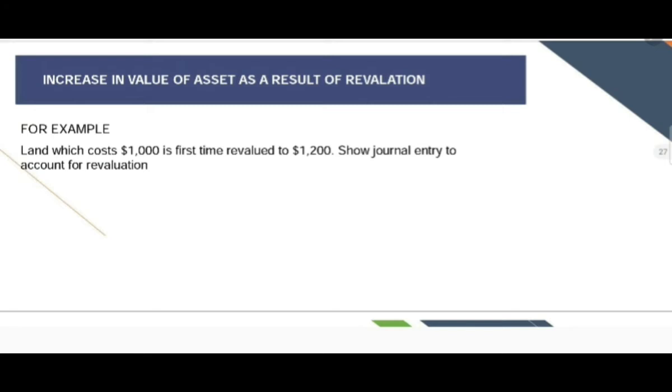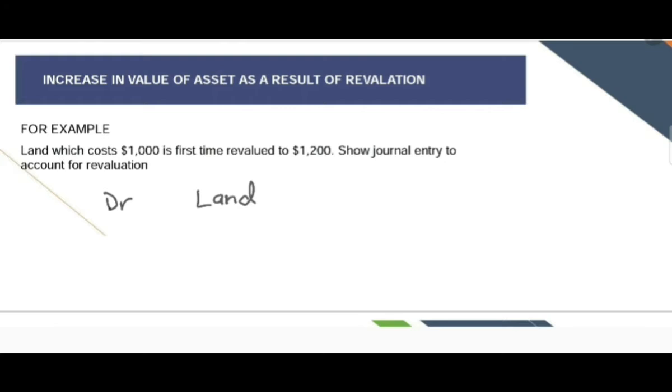Now the situation is an increase in the value of an asset as a result of revaluation. Land which cost 1000 is revalued for the first time to 1200. What should be the journal entry to account for the revaluation? So the first step is to record the land at its fair value.